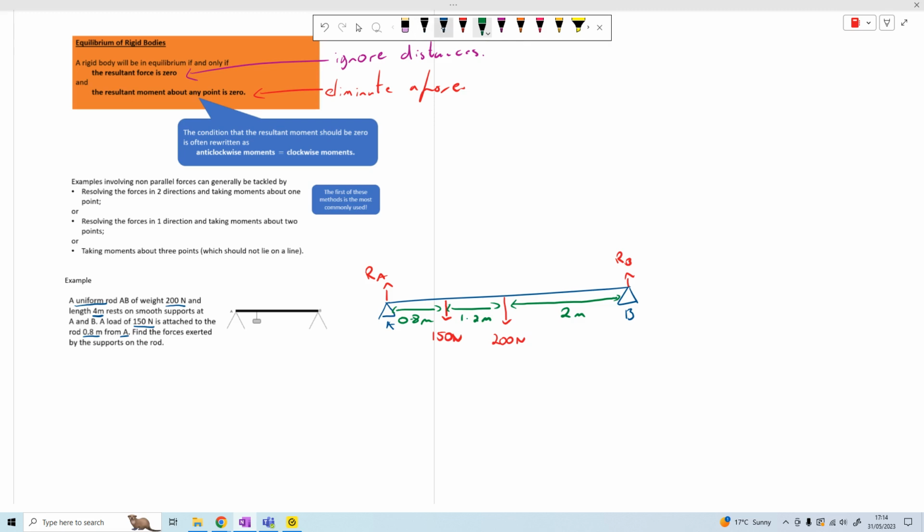Now from here, I'm going to think about what scenario I want to do. Do I want to resolve in both directions? Do I want to resolve in one direction? And where do I want to take moments about? In this case, everything is only moving up and down. I haven't got any forces acting left and right, so I'm only going to resolve in one direction. But if I resolve vertically, I'm still going to have two unknowns, which doesn't really help me yet. So instead, I'm going to start with moments.